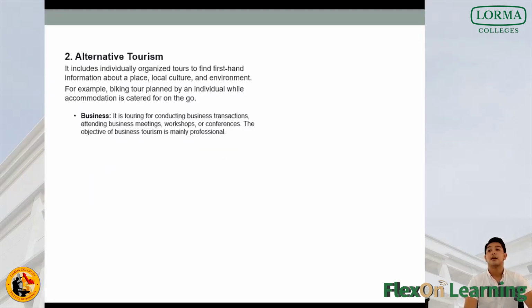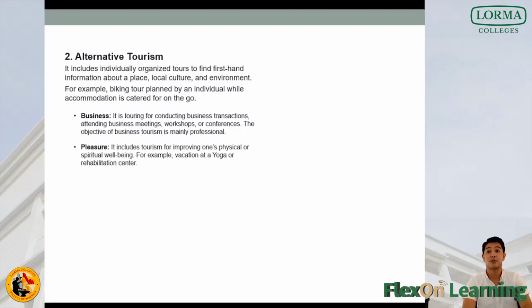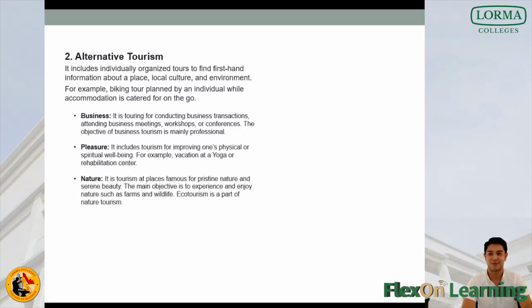and in business, it is touring for conducting a business transaction, attending business meetings, workshops, or conferences. The objective of business tourism is mainly professional. Pleasure includes tourism for improving one's physical or spiritual well-being, for example, a vacation at a yoga or rehabilitation center. Nature is tourism at places famous for pristine nature and serene beauty. The main objective is to experience and enjoy nature such as a farm and wildlife.